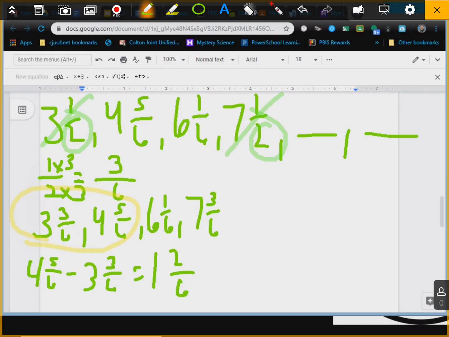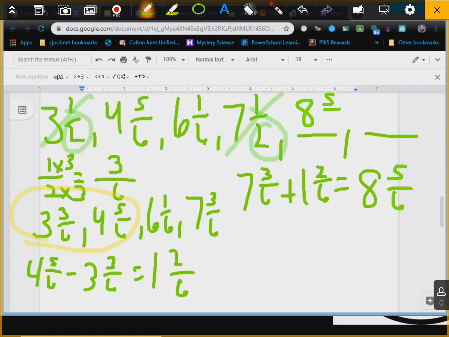So finally, I take 7 3/6, and I add 1 2/6. That's going to give me my 5th batch. 7 plus 1 is 8. 3 plus 2 is 5. Denominator stays the same. 8 5/6 is my first unknown term. But they're asking for how much it is for the 6th batch. So I got to take 8 5/6, and I got to add 1 2/6 again.